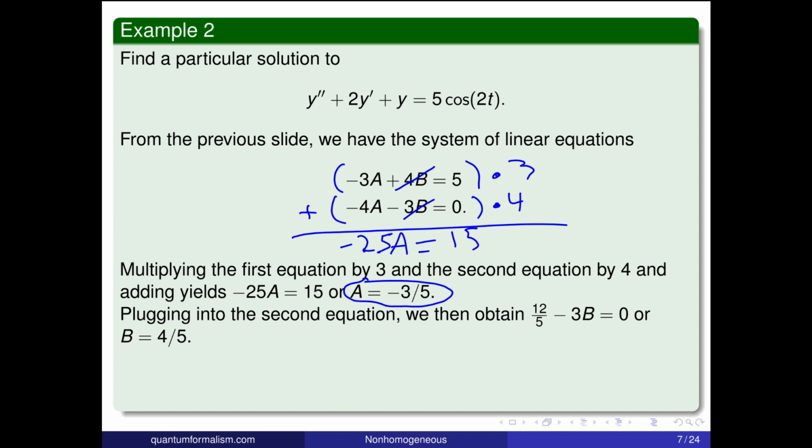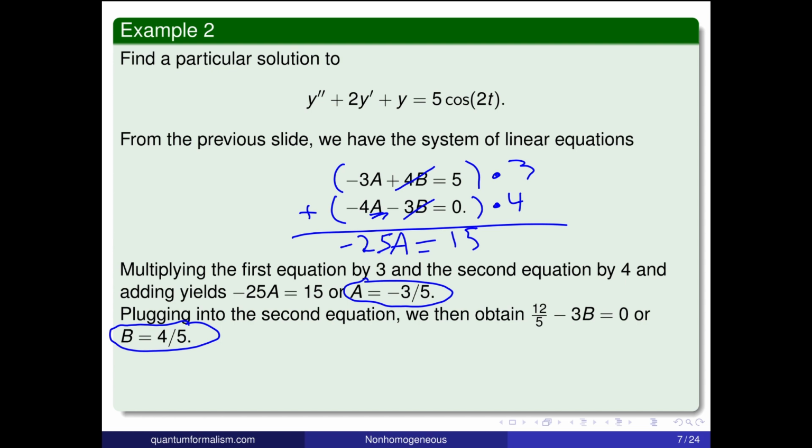Now we just plug that back into the second equation. So we plug a is minus 3/5 in here. That'll turn into a 12/5. So we'll have 12/5 minus 3b is equal to 0. Or in other words, b is 4/5. All right, so we've solved for these two coefficients.